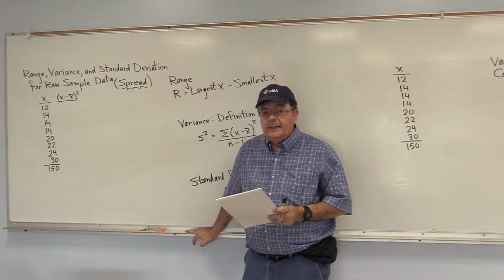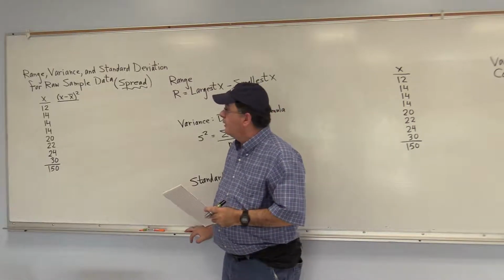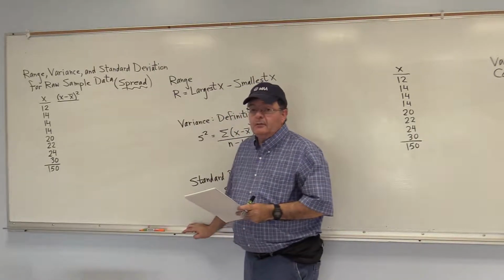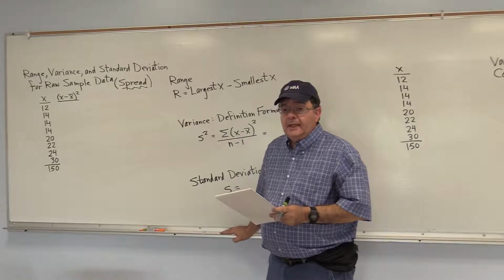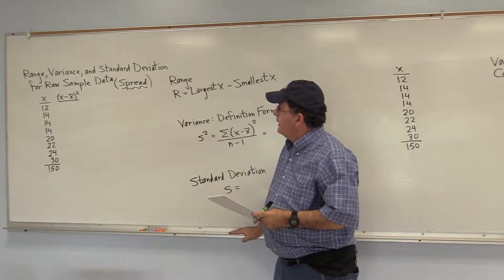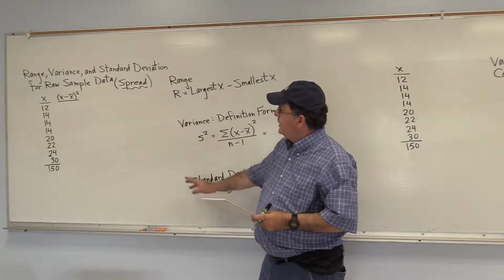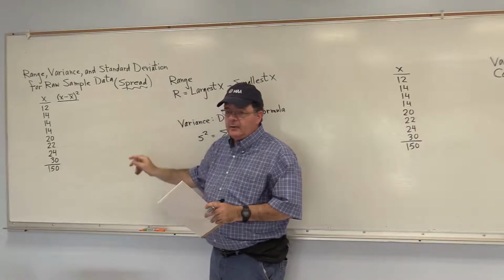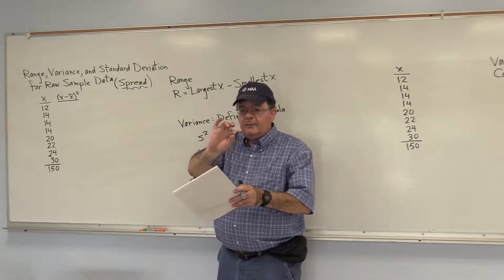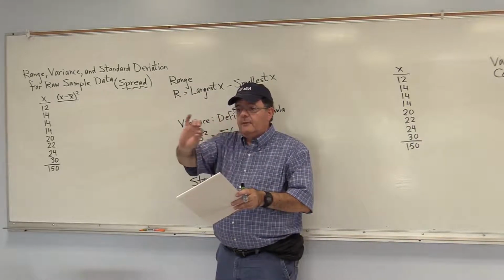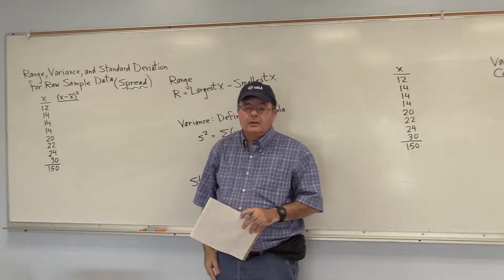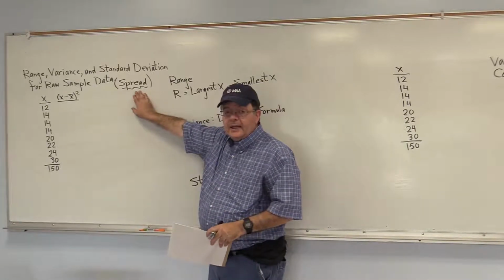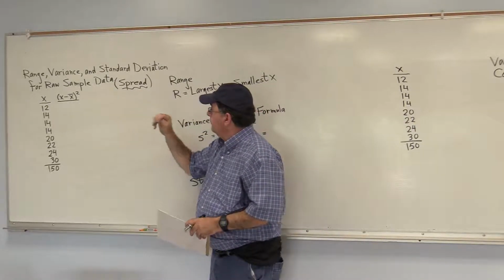Dr. Charlie Smith, and this is a tutorial on how to calculate the range, variance, and standard deviation for raw sample data. The range, the variance, and the standard deviation are all measurements of the spread of the data. If the data were plotted on a number line, how would they be scattered out? Would they be far apart, or would they be clustered close together? These are all measurements of the spread or the scattering of the data.